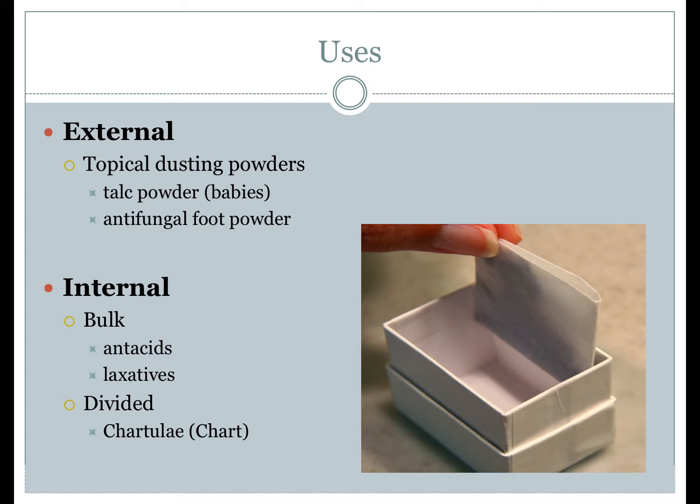Alternatively, powders may be dispensed as divided powders, also known as chartulae, or charts. As shown in this slide, when making charts, the pharmacist weighs each individual dose of powder separately on a piece of weighing paper, which is then carefully folded into a packet and placed into a box. At the time of administration, the patient would mix the contents of this packet into a liquid or soft food such as a pudding or applesauce.